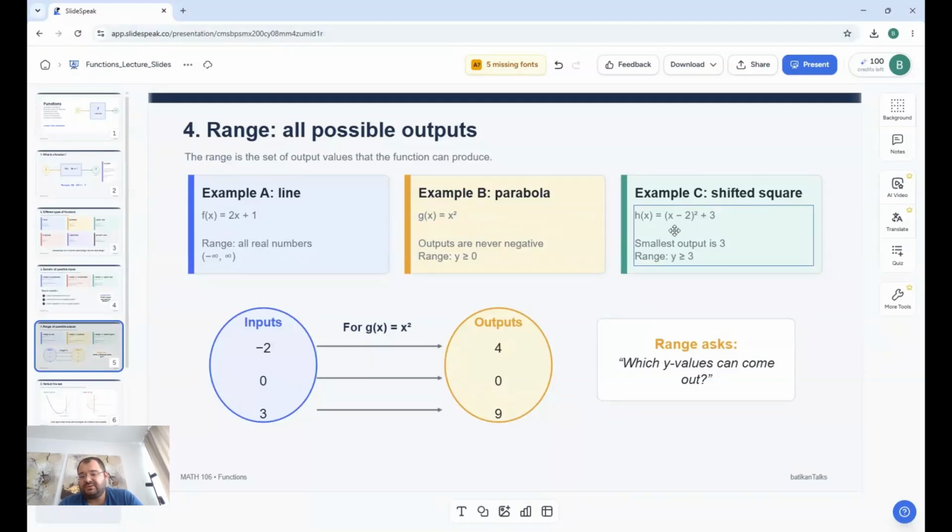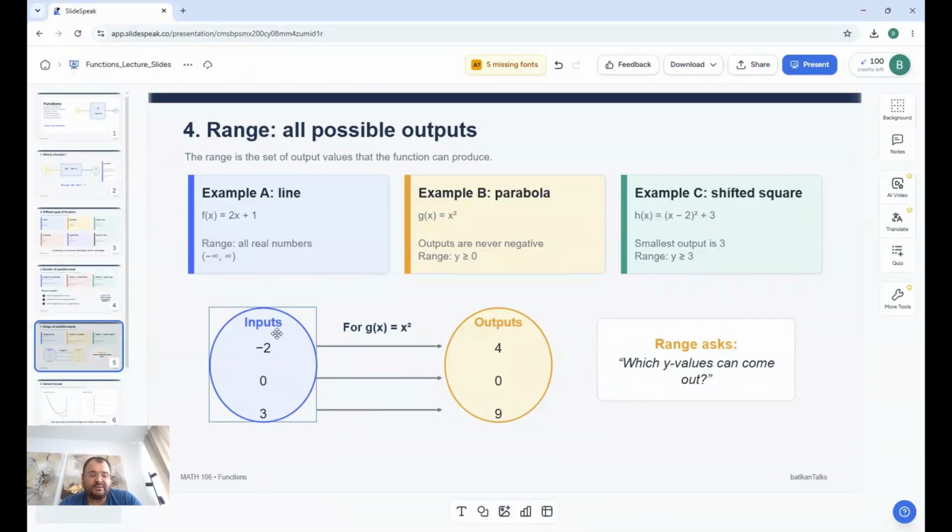For this shifted square, you have a square of something plus 3. The minimal value that the squared part of the function can produce is 0, and plus 3, so the minimal value this one can produce is 3. It starts from 3 and goes up to plus infinity as you increase x or decrease x, because you have a square.